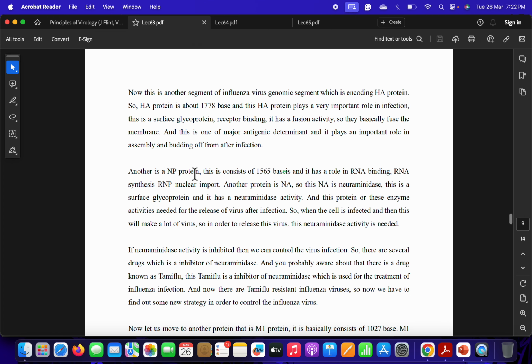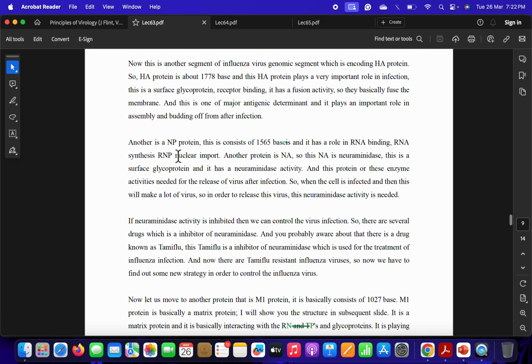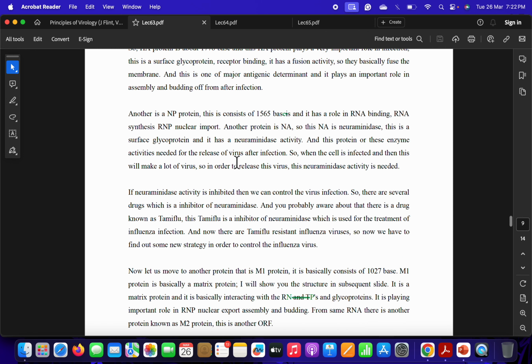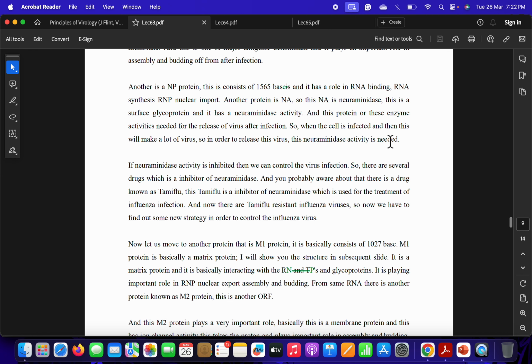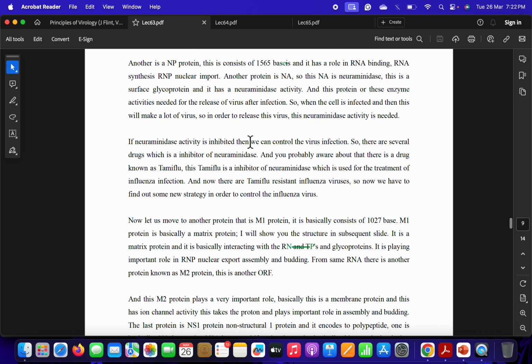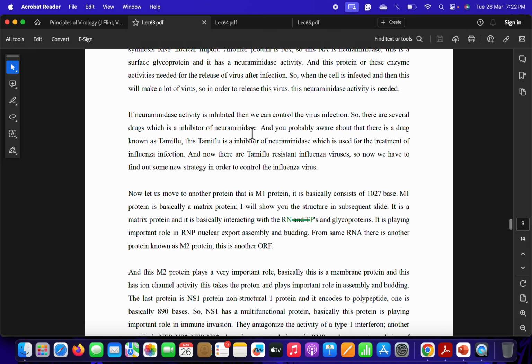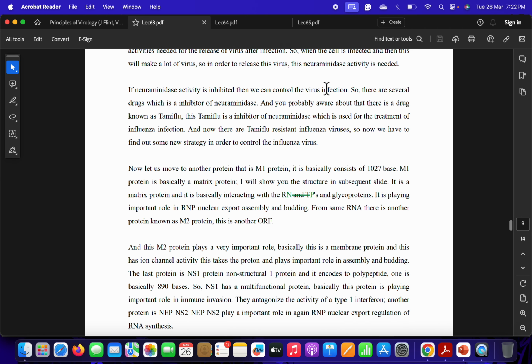There is NP protein that consists of 1565 bases, and it has a role in RNA binding, RNA synthesis, and RNP nuclear import. Another protein is NA, which is neuraminidase. This is a surface glycoprotein with neuraminidase activity, and this enzyme activity is needed for the release of virus after infection. If neuraminidase activity is inhibited, then we can control the virus infection.